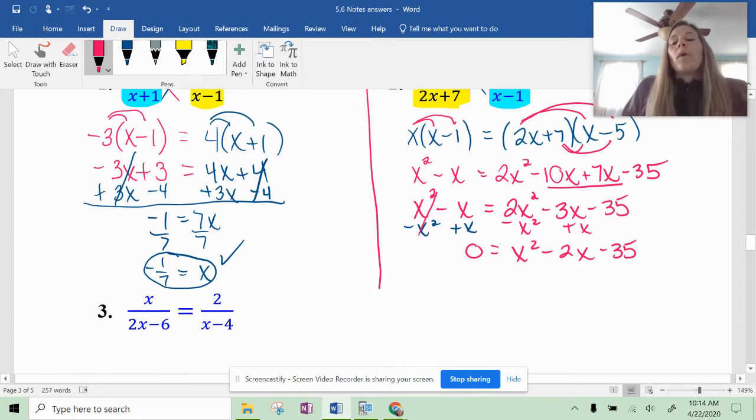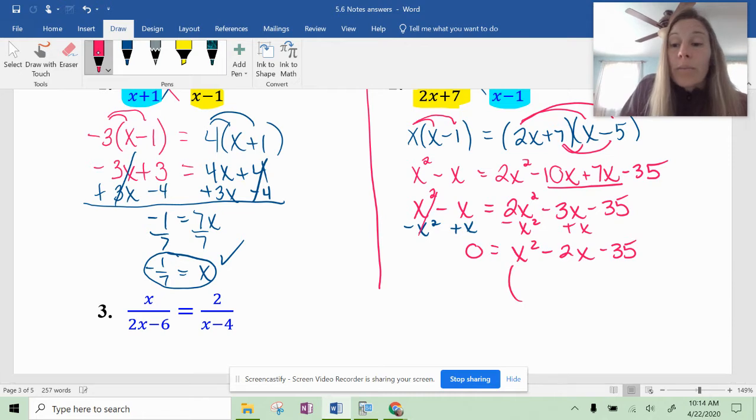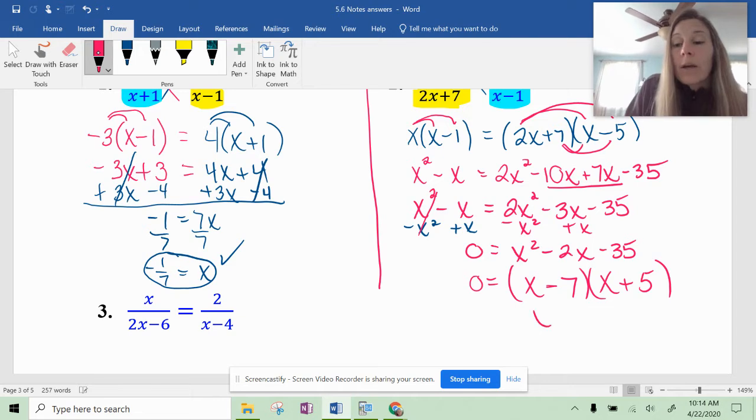So now at this point, you'd want to use any of your quadratic strategies. So for me, because I do not have a coefficient in front of my x squared, I usually find it the easiest to just factor. So the two numbers that multiply to 35 that subtract to get 2 would be 7 and 5. And since it's a negative 2, the bigger number gets the negative. This tells me that my solutions are x equals 7 and x equals negative 5.